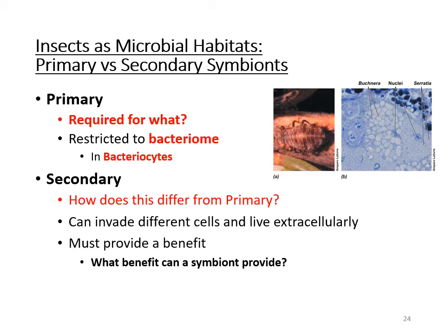Secondary, what that means is it's not required for host reproduction. The microbe is not required for host reproduction. It's not going to be present in every individual because it's not required. Now, it can basically still invade different cells, and it's able to survive outside of that host, so it's not one of the obligate symbionts. And ultimately, it needs to provide a benefit.